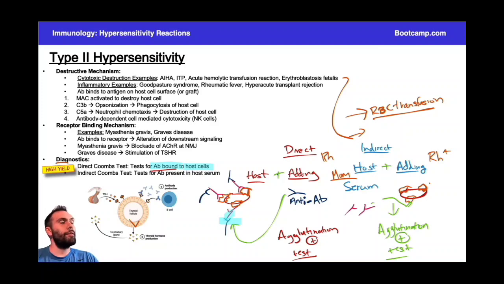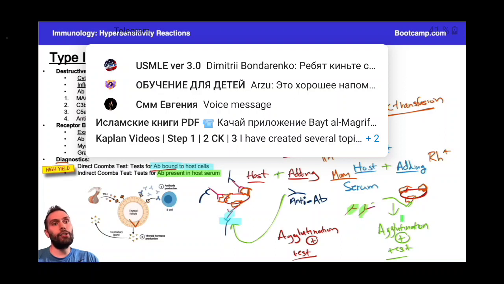And if you're getting questions on, well, what is this test looking for? Again, we're testing for if the antibody is present in the host serum. If it's present, we add something that we suspect has that antigen. If we get agglutination, we're confirming that the host has the antibodies in the serum.